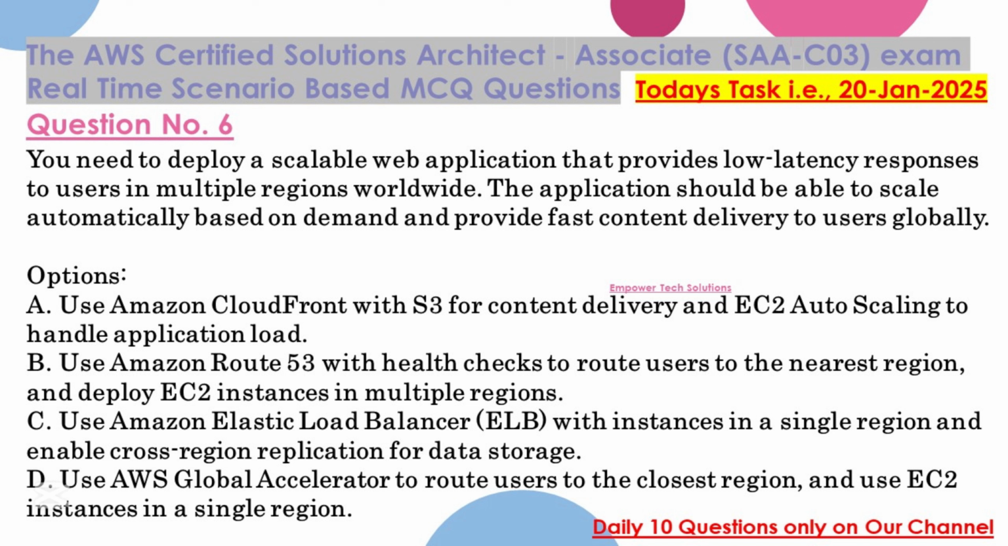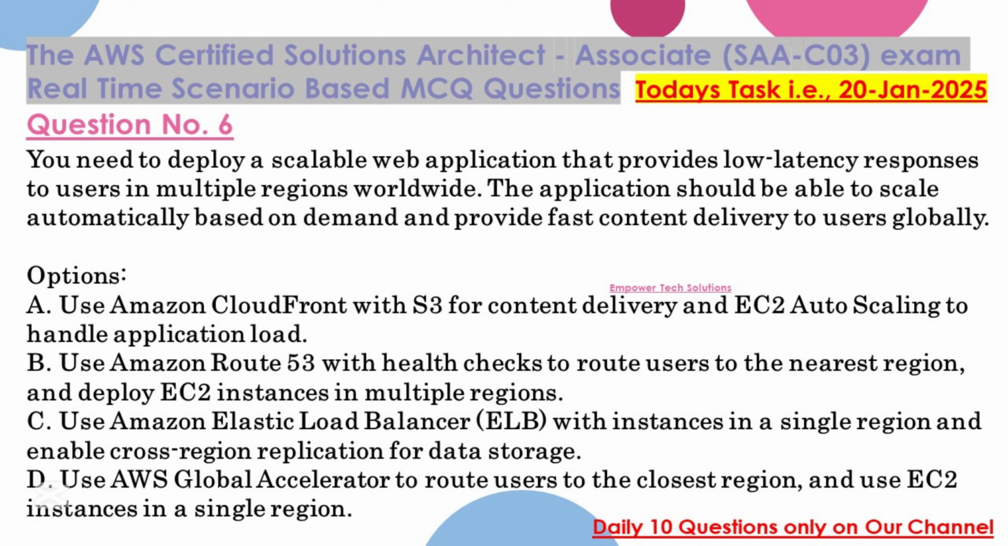You need to deploy a scalable web application that provides low-latency responses to users in multiple regions worldwide. The application should be able to scale automatically based on demand and provide fast content delivery to users globally. Options: A. Use Amazon CloudFront with S3 for content delivery and EC2 auto-scaling to handle application load.